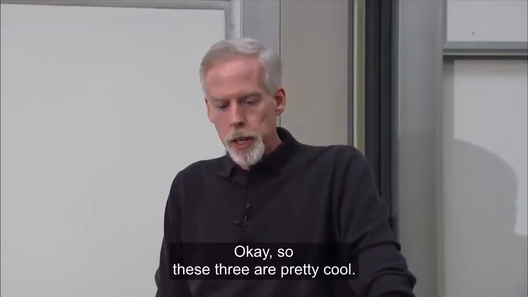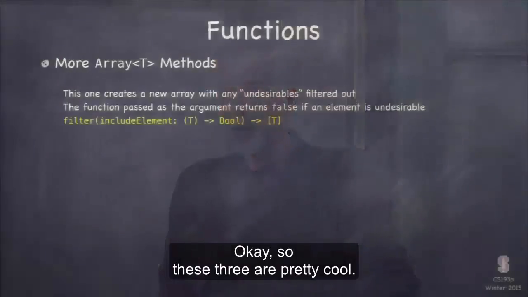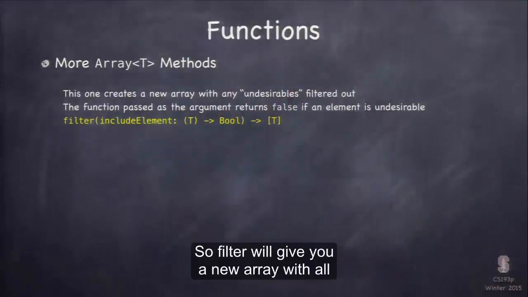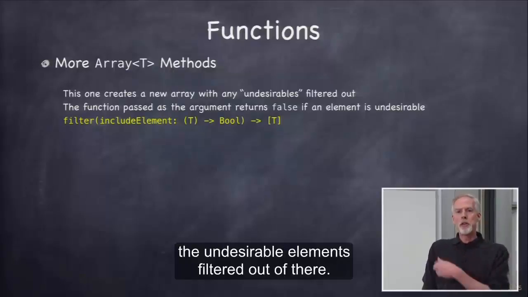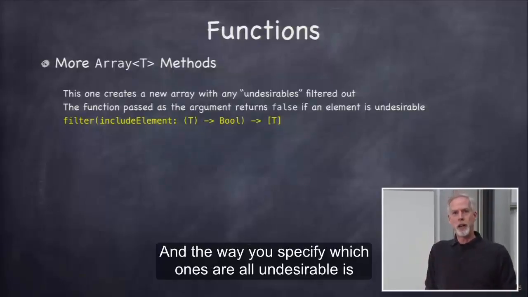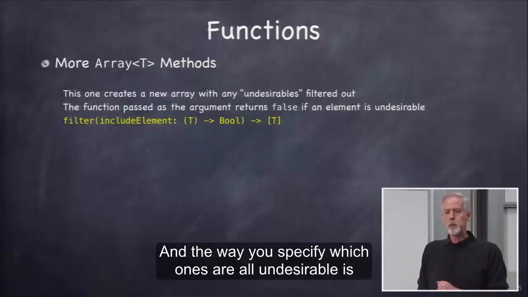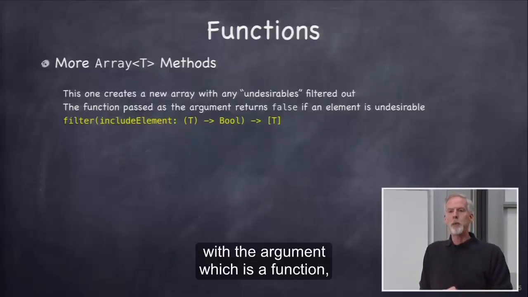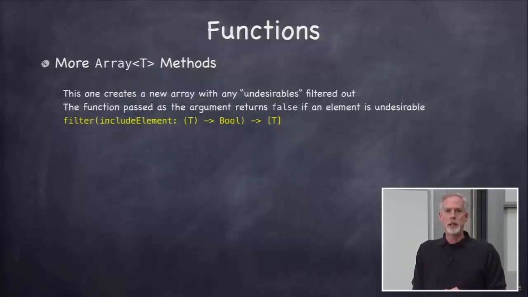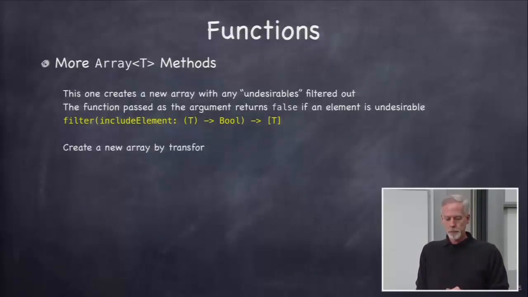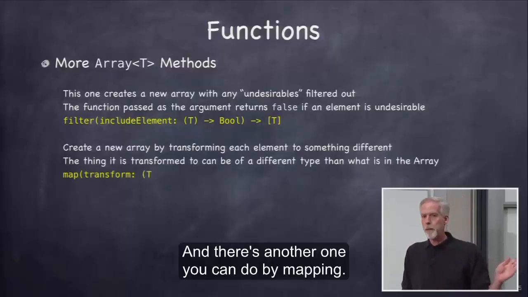More array methods. Okay, so these three are pretty cool. This one's called filter. So filter will give you a new array with all the undesirable elements filtered out of there. And the way you specify which ones are undesirable is with the argument, which is a function that just returns a bool, whether something's undesirable or not. Make sense?